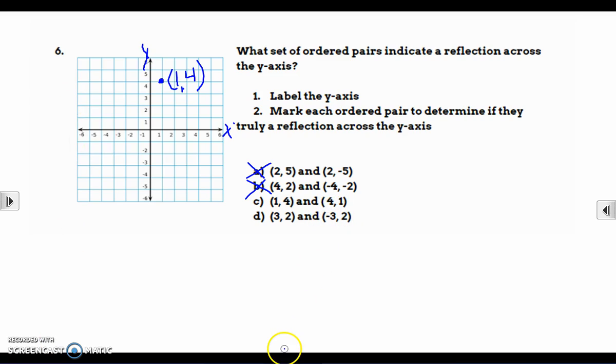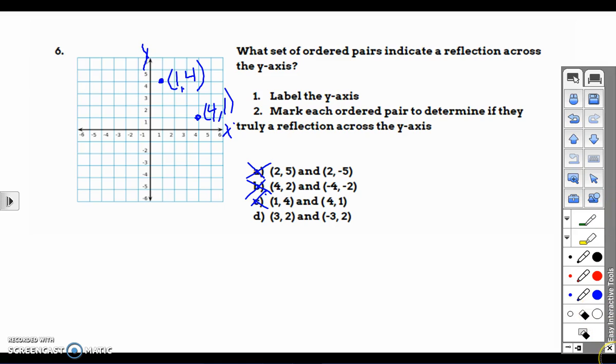Ooh, she has us plotting 4, 1. 4 to the right and 1 up. Nope, that's certainly not a reflection across that y-axis. That point's still in the first quadrant. So there's the point 4, 1. 4 to the right of the origin, 1 up, but certainly that's not a reflection. They're both in the first quadrant. It's gotta be letter D. Let's try for letter D.